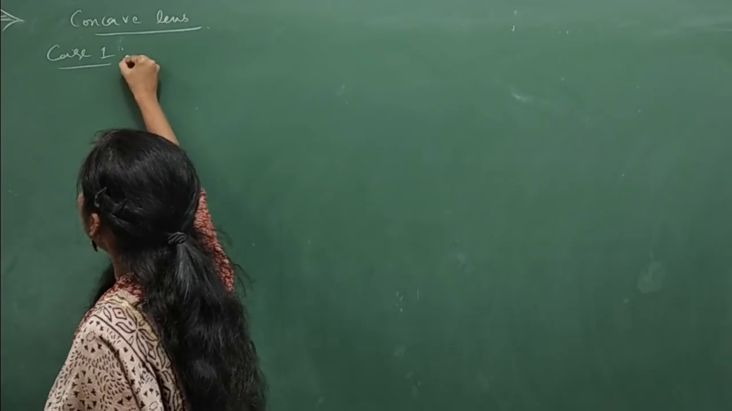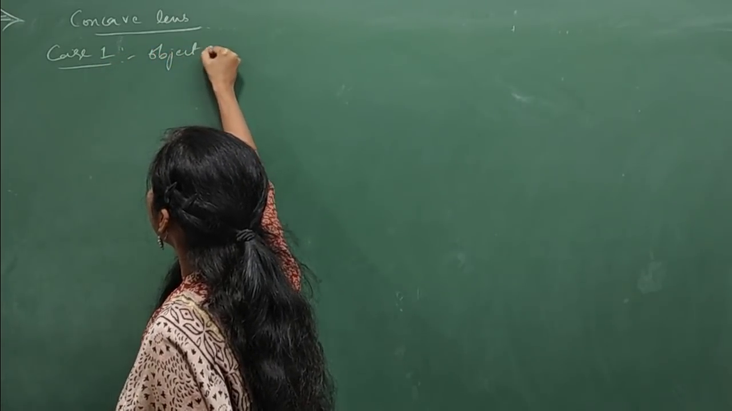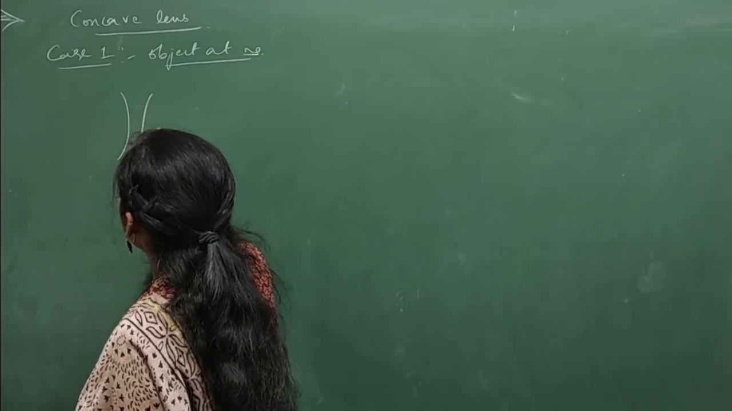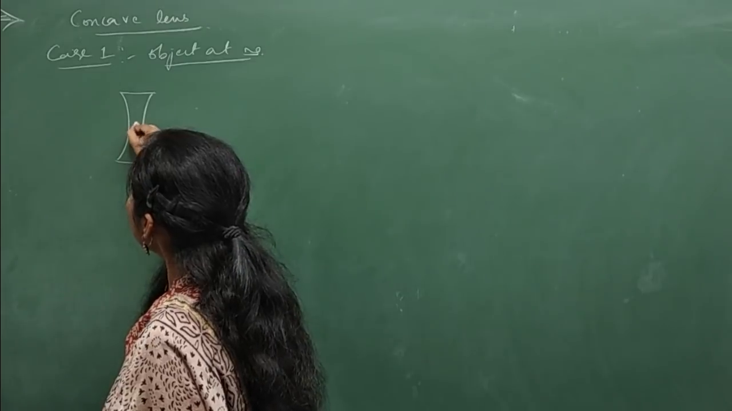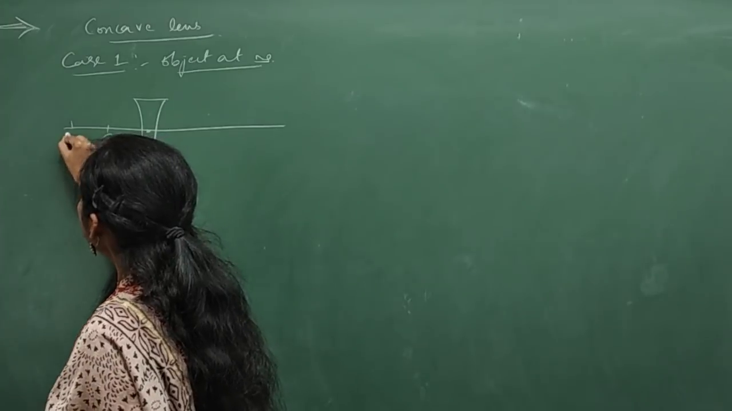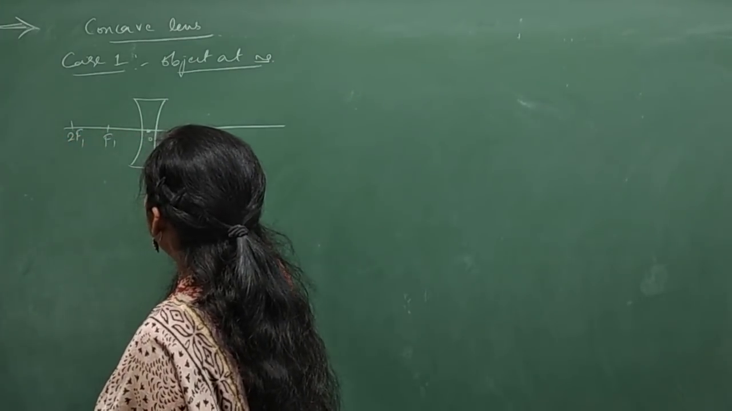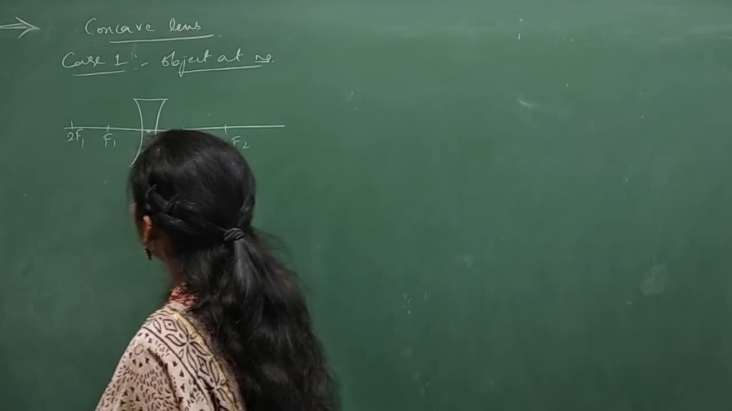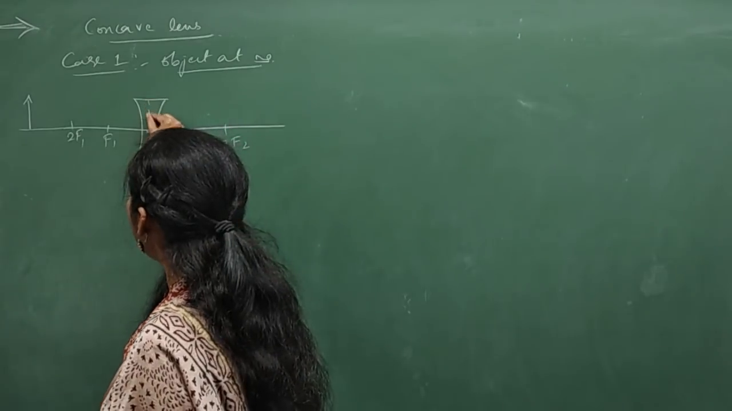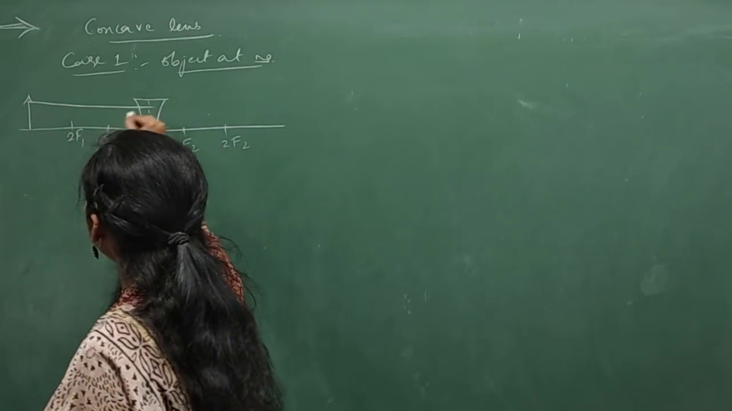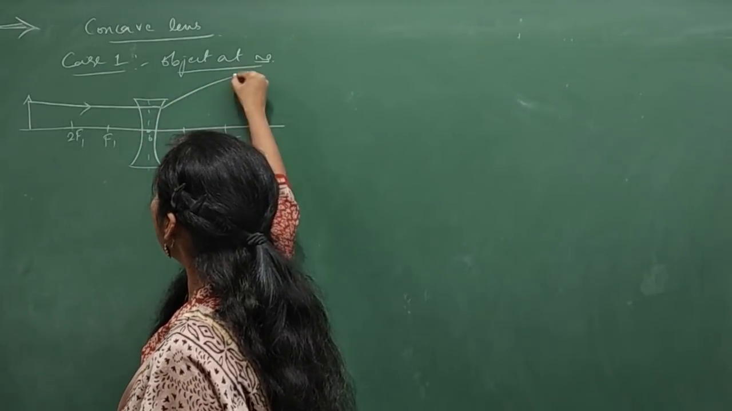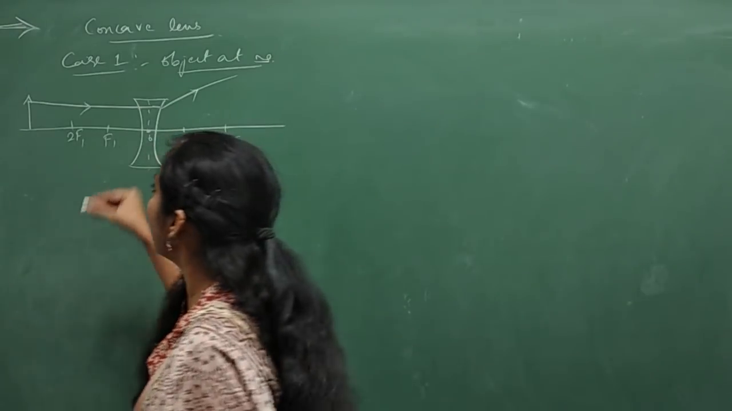If we keep our object at infinity, let us see what would happen. So how do you draw a concave lens? This is how. This is the optic center and this is the principal focus, and this would be f1, f2 and 2f2. See, I am keeping my object somewhere at infinity. What would happen? I will draw a ray parallel to the principal axis. Since it's a diverging lens, the refracted rays would diverge, right?